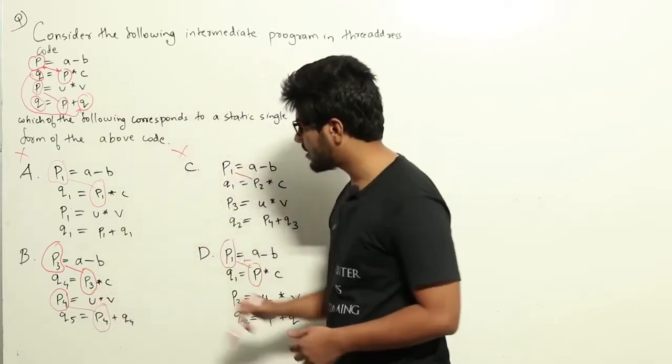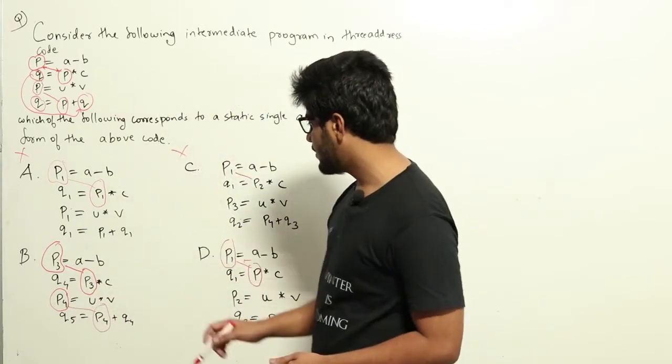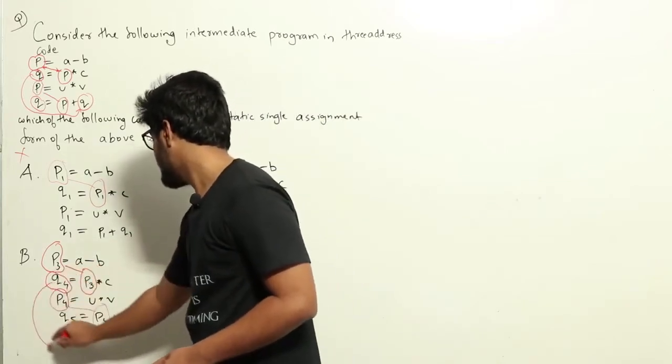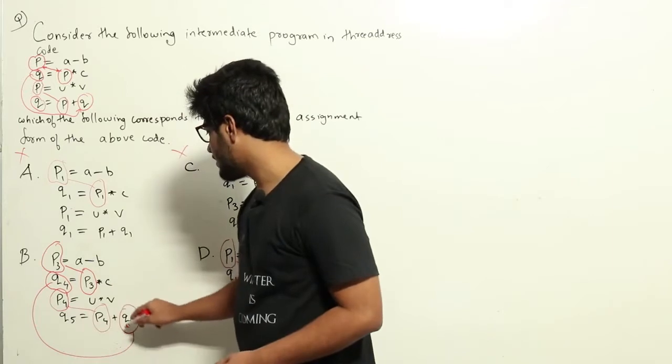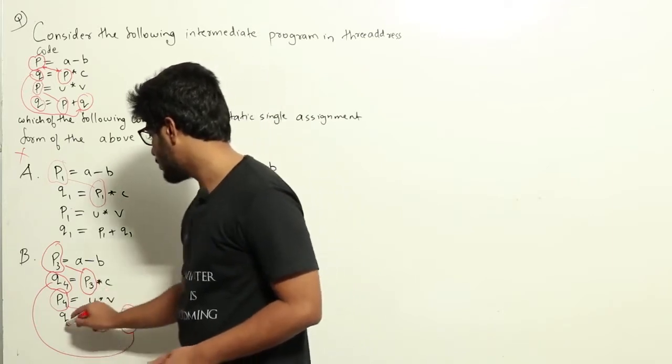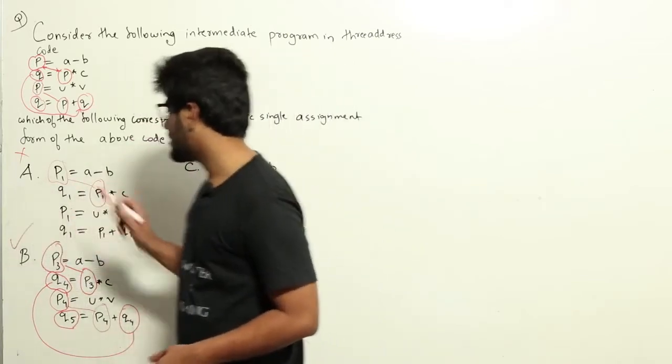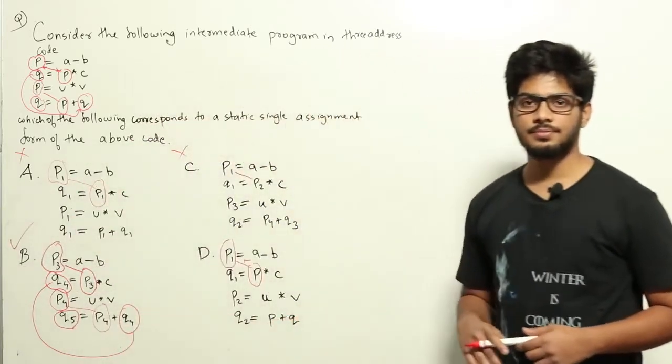So this is also fine. Regarding P, it's perfectly fine. We look at Q. Here we are using Q4 and we are using Q4 only here also. So this is also fine. And then Q is assigned again, it's given a new name. So this is also fine. So B is the correct answer for this question.